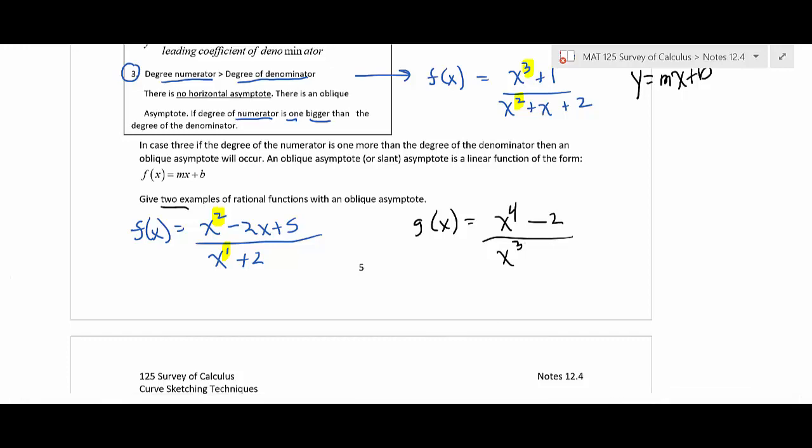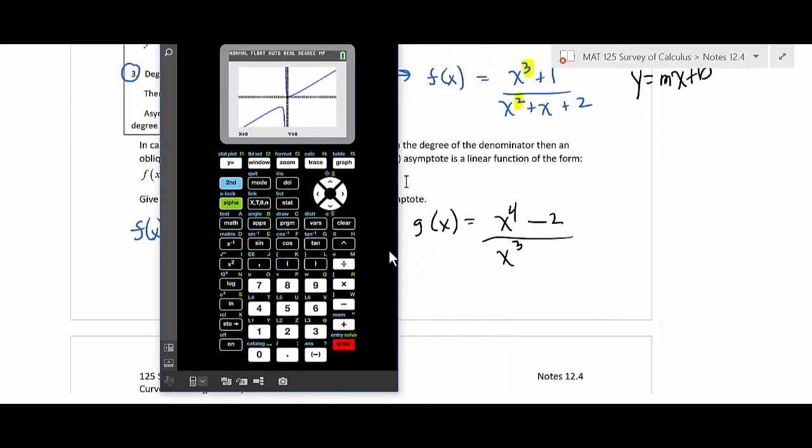So I do want to graph this one also. And this one may be a little bit easier to interpret anyway. If you put this in, you'd have to have the numerator in a set of parentheses. So you'd have x to the fourth and then minus 2, and then just divide by x to the third. So we want to put in x to the third, and then just go standard window. Once you've got that put in, you should just go Zoom 6, and then you'll get a graph that looks a lot like the one we just did.